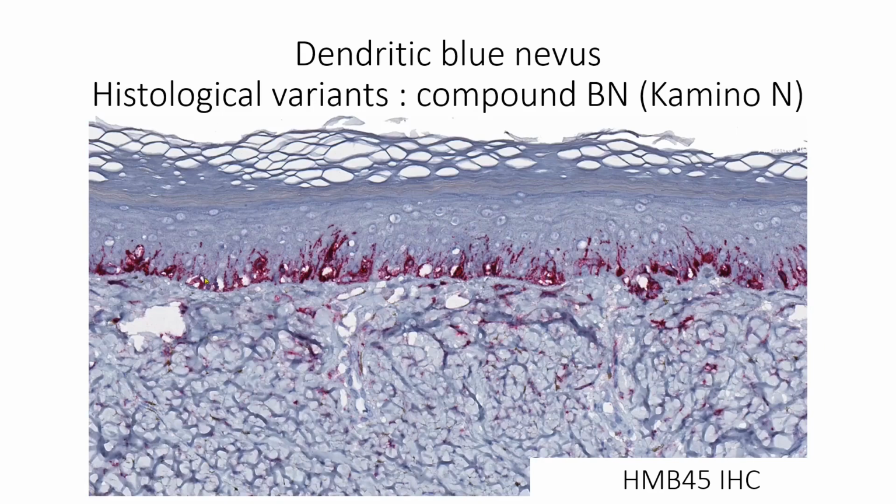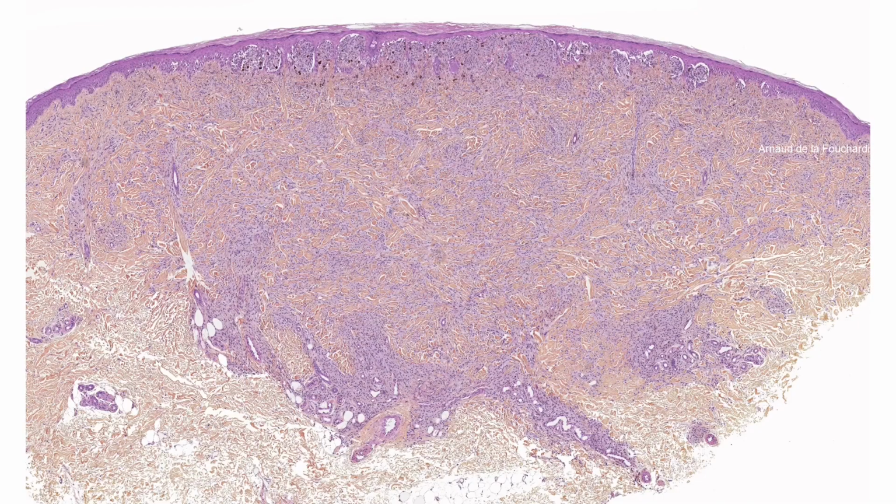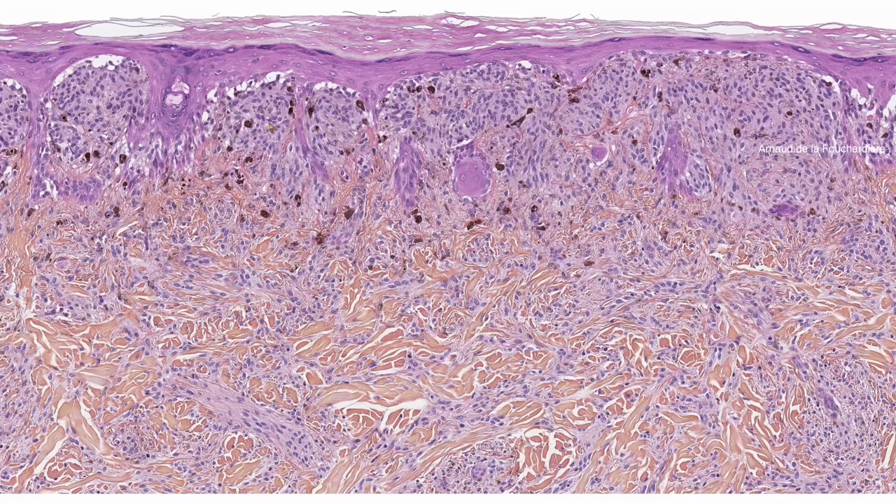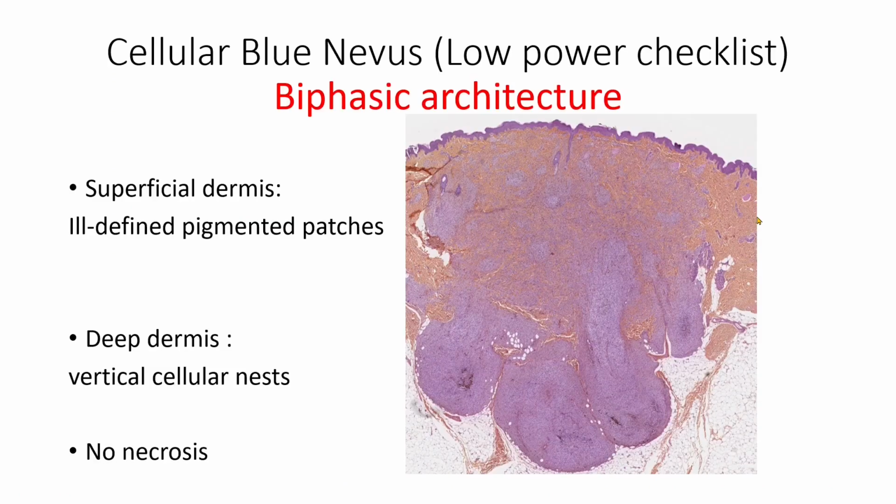HMB45 will highlight this component, and sometimes you will have large nests also in the center of the lesions, such as in this example. Now let's move to cellular blue nevus. For the low power checklist, you will have the biphasic architecture with at the surface areas that look like dendritic blue, and you will have these vertical expansions into the subcutis that are very cellular, and there is no necrosis.